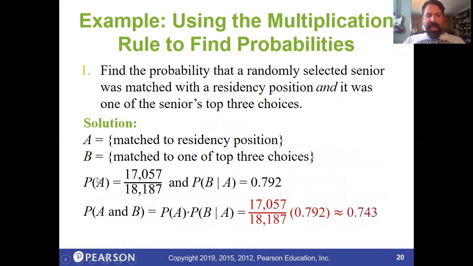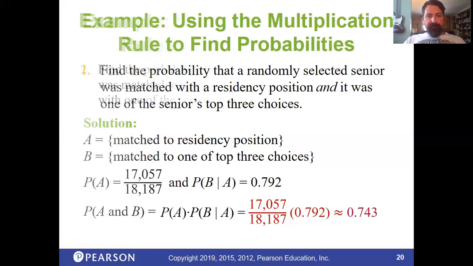The probability of A and B, where A is being matched to a residency position and B is being matched to one of the top three choices, is given by the probability of A times the probability of B given A. But the probability of B given A is the probability they were matched to one of their top three choices given that they were matched to a residency position. We were given this piece of information already. That's what that 0.792 was. So you smash this into the calculator and you should get a 0.743. That's a pretty good probability. That's almost a 3 out of 4 shot.